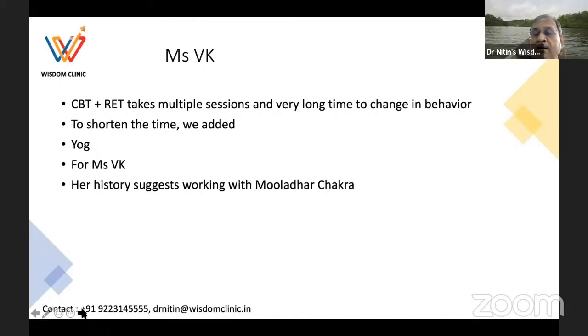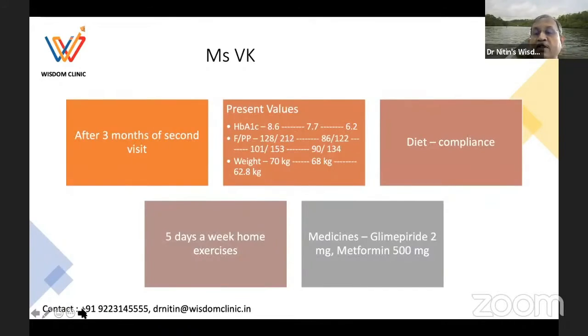For Mrs. K, depending on history, there are specific guidelines for yoga sessions or yoga practices. So her history suggests working with something called the root chakra. After 3 months of the second visit, when she started this yoga plus rational emotive therapy, her values are 8.6, 7.7 for the second visit, 6.2 for the present visit. Fasting BP has come down to 90 and 134. Weight has come down from 70 to 62.8.